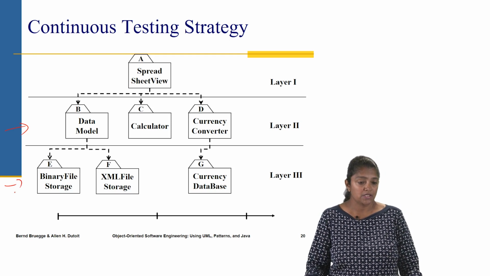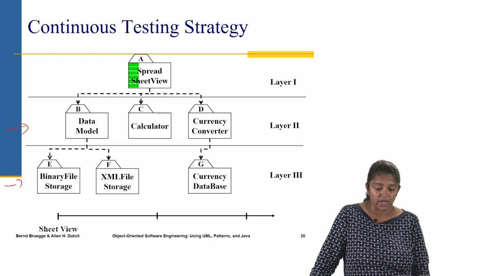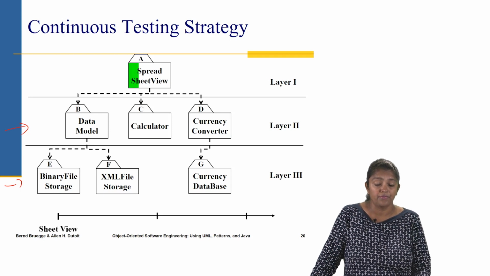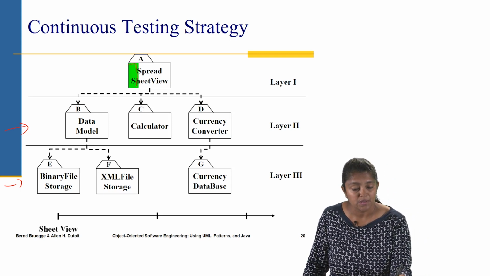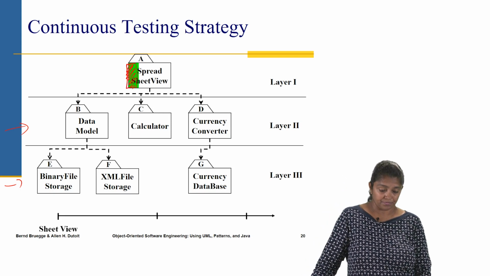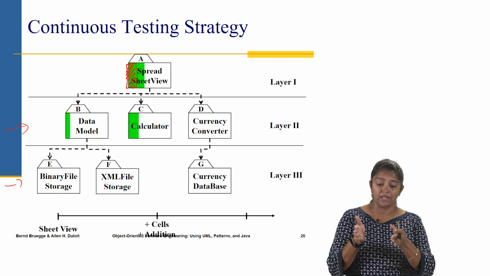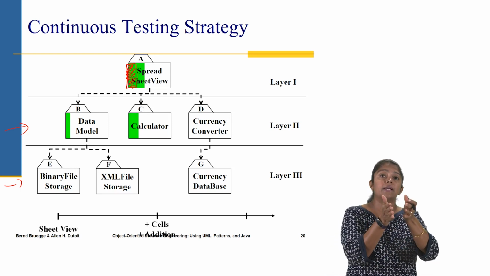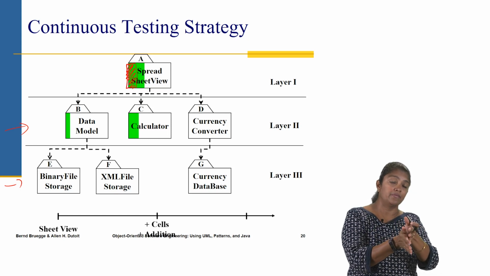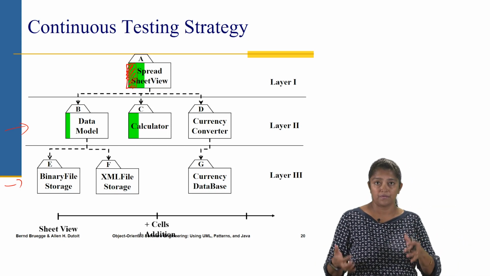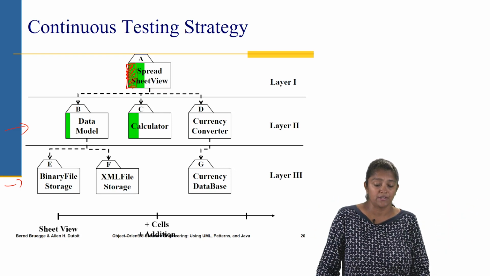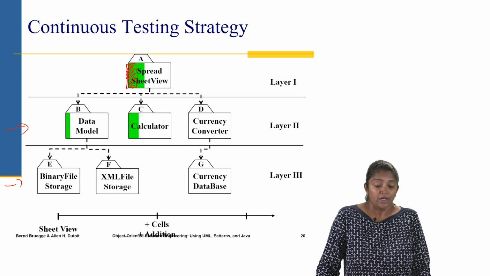So in this case, if we followed the continuous testing strategy, say on day one, a small part of the spreadsheet view gets implemented, it's tested, and then it's integrated with the system and deployed onto the server, so it is runnable, and it can be executed and seen if everything's working fine.